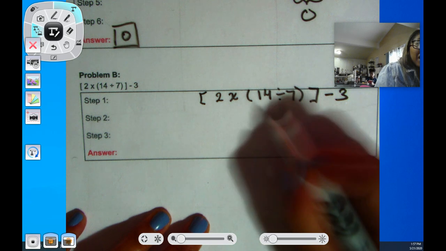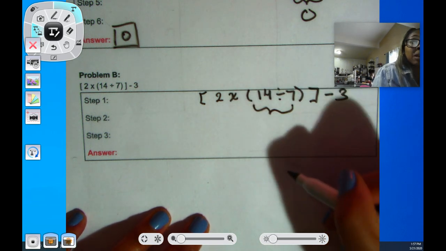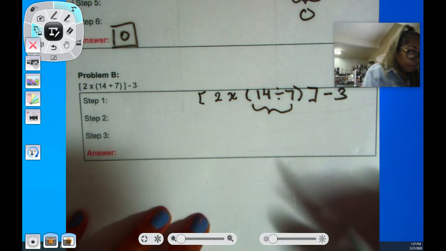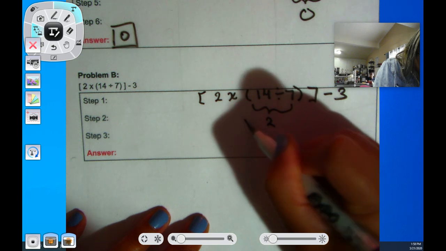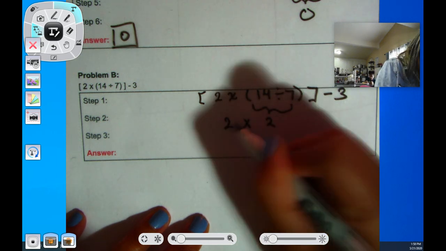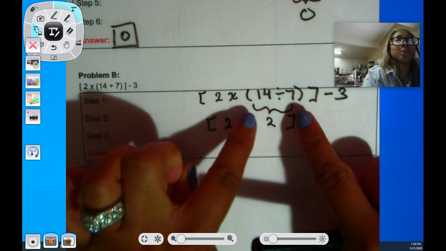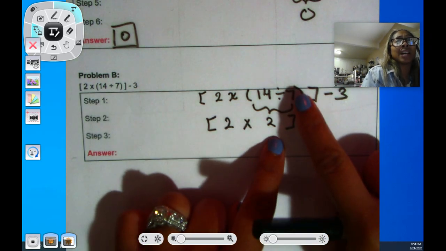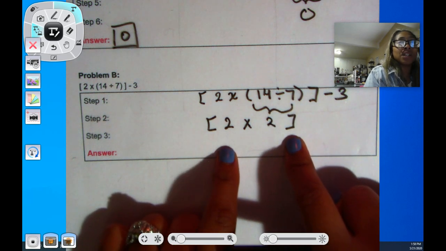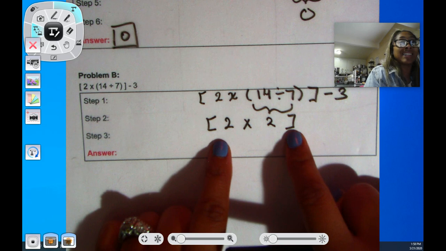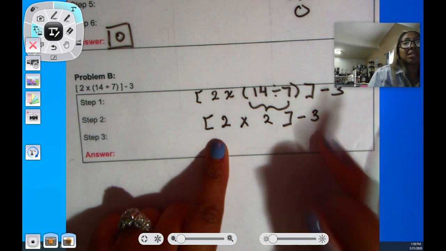Once again, we're going to start with that innermost group. So we're starting with 14 divided by 7. That's within the parentheses inside the brackets. 14 divided by 7 gives us 2. Now we bring down that multiplication sign and this 2. We have to continue with the brackets. The parentheses can disappear because we've already evaluated what was inside of the parentheses. But our brackets have to stay because we have not finished evaluating everything inside of the brackets. And of course, we have to bring down whatever's on the outside.